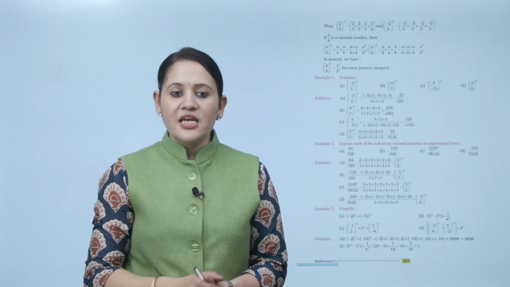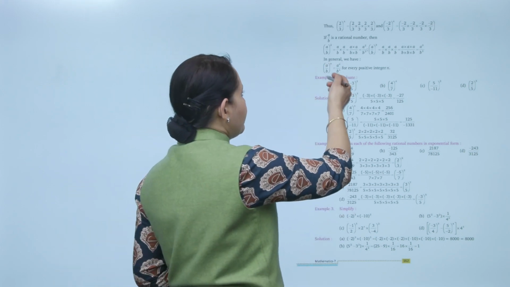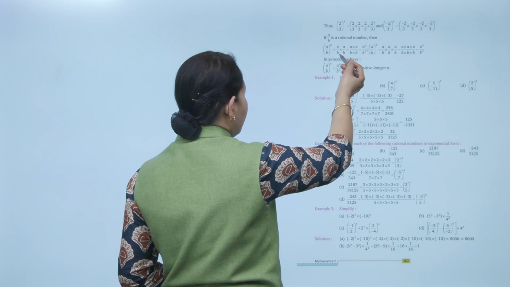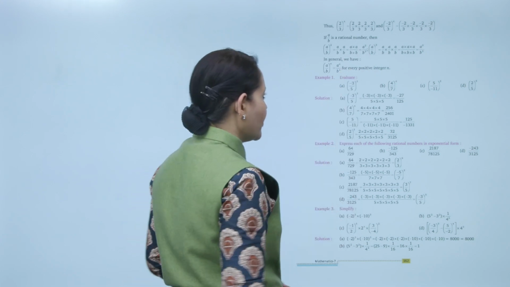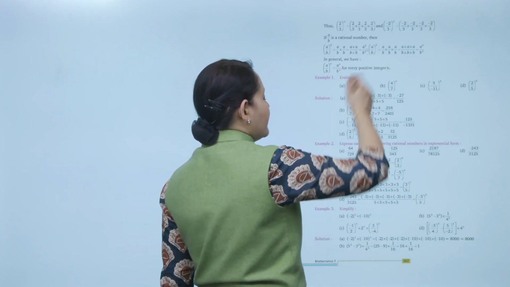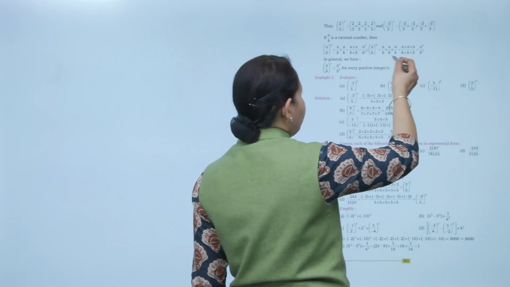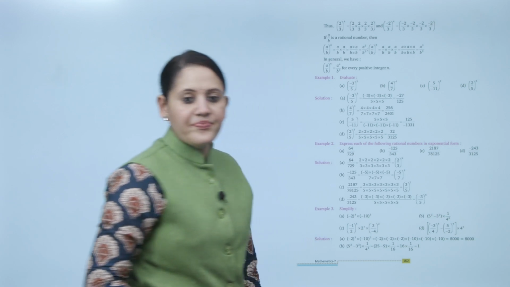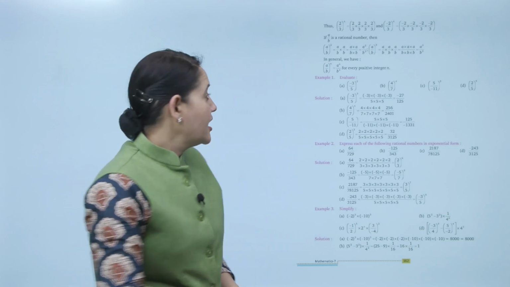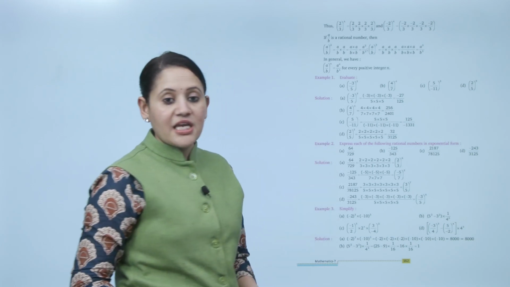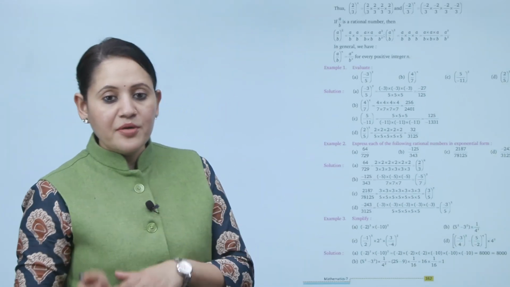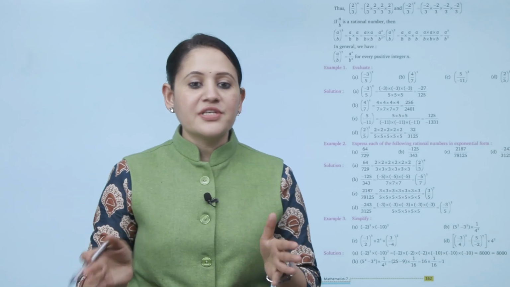Clear? If A upon B is a rational number, then A upon B squared equals A upon B multiplied by A upon B, which is A into A upon B into B, that is A squared upon B squared. A upon B to the power 3 means A to the power 3 upon B to the power 3. So A is multiplied 3 times upon B 3 times. Clear? In general, how will we write A upon B to the power n? A to the power n upon B to the power n for every positive integer n.